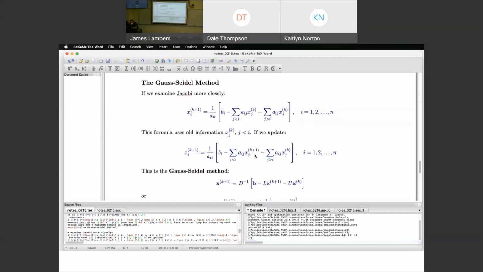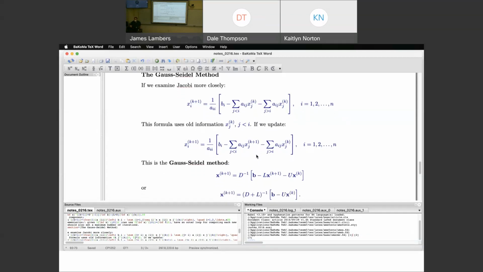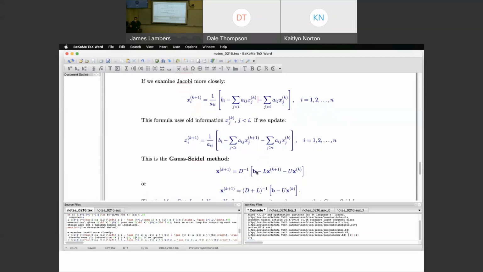So that's it. That's the only change. And if we try to write this in matrix vector form, then we would have this, where L is now multiplying xk plus 1 rather than xk, whereas U is still multiplying xk.